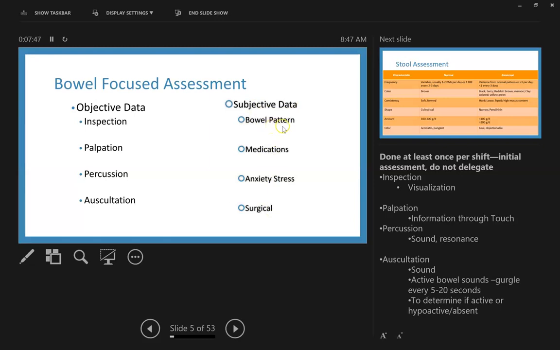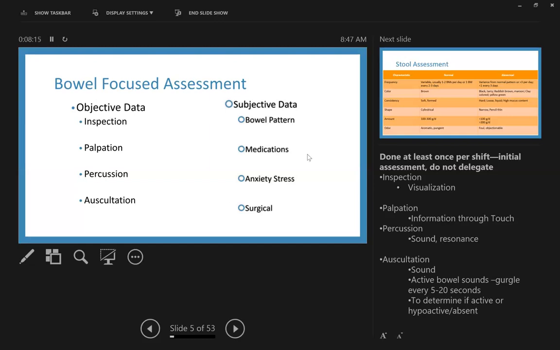Subjective data, like bowel pattern, how often do you go? What is it like? Did you have any changes in your bowel pattern recently? What foods do you usually eat? There's a lot that can go into it. Medications, we know medications can affect bowel pattern. There are medications that can speed it up. Drugs even like caffeine can speed it up. Nicotine can speed it up. And then laxative use, anything like that. Lactulose will speed up bowels.